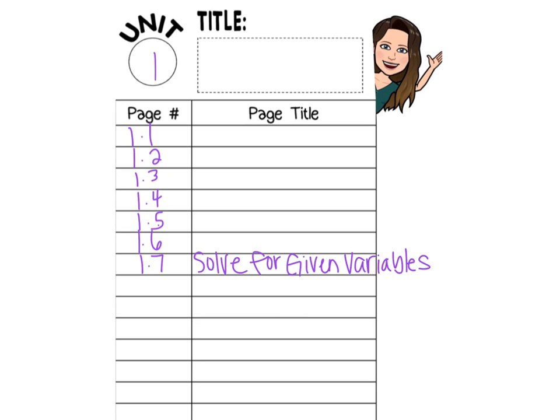Good morning. Today's lesson is 1.7 Solve for Given Variables. Let's go ahead and take a few seconds and write that down on your unit title page.